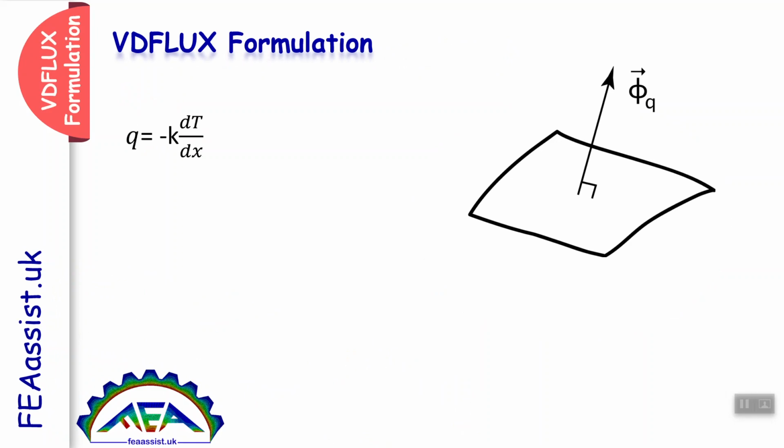Actually, we define flux in heat transfer problems as q = -k dT/dx. And for mass diffusion it is J = -D dc/dx, where c is the concentration and D is the diffusion coefficient.